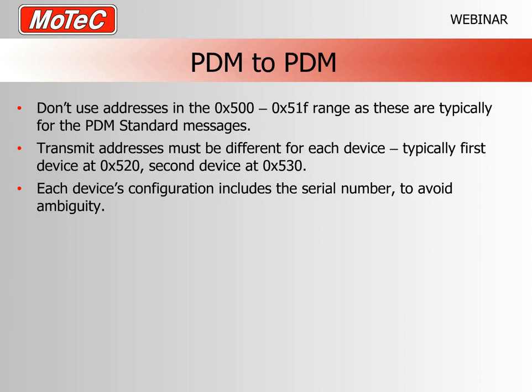So for example, you might use one PDM starting at 520 hex and the other one starting at 530 hex, and that way they're in a clear address space and they're not going to clash with anything else that's on the CAN bus. Now, what that means is, of course, the two PDMs have got totally different applications. So that's why the PDM configuration file includes the serial number of the device. And that means that when you connect into the CAN bus on your car, you're only sending the right configuration, for example, to the front PDM, and then the right configuration to the rear PDM. And the serial number is a simple way of ensuring that you don't cross these messages over.